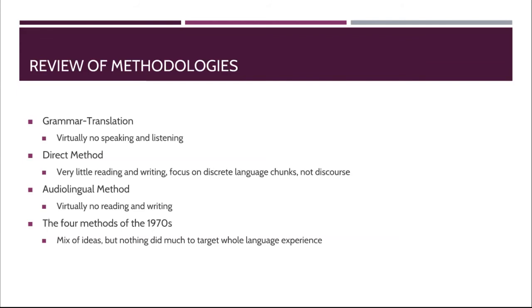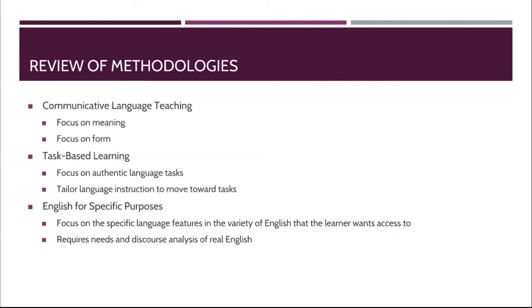The big 4 methods of the 1970s, your silent method, Suggestopedia, etc., had a mix of ideas, but none of them really got a picture of the whole language experience and balancing the 4 skills. So that brought us to communicative language teaching, which had a focus on meaning, a focus on form, and targets all 4 of those skills to varying degrees.